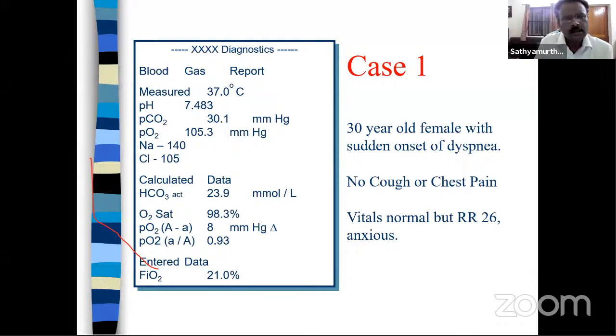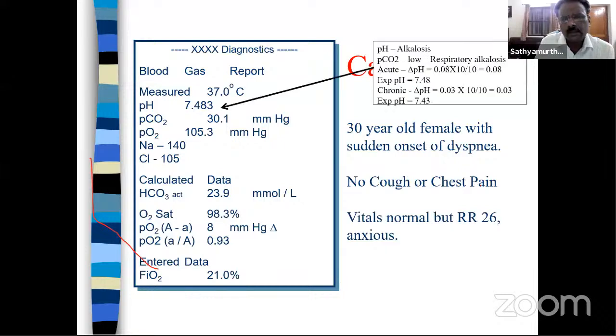Okay, so the pH is 7.48. So what is it? Sorry, it is alkalosis. So what is the next step I do? I look at the PCO2. PCO2 is 30 here. So it becomes respiratory alkalosis. So pH has gone up, PCO2 has come down, and then I look at the bicarbonate, which is 23. That is almost normal. 24 plus or minus 4 is what is normal. So it is a respiratory problem. So respiratory alkalosis. Now what is the next step I do?